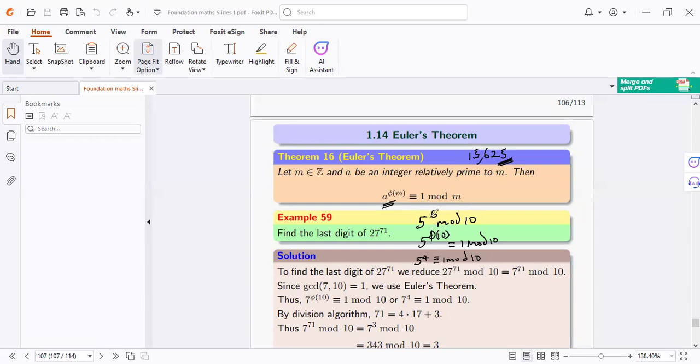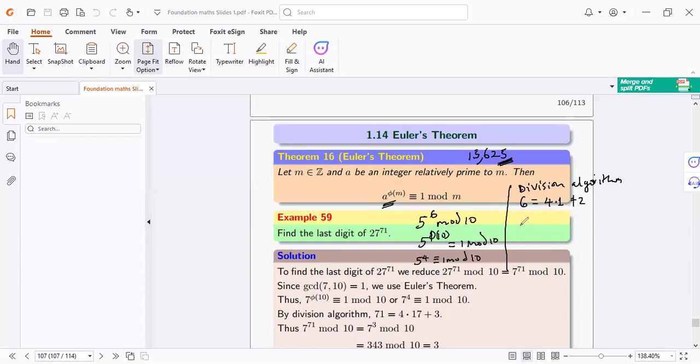I want 5 raised to 6. So at this point, we are using the division algorithm. And we want to write 6 in terms of 4. This is the same as 4 times 1, and the remainder is 2.